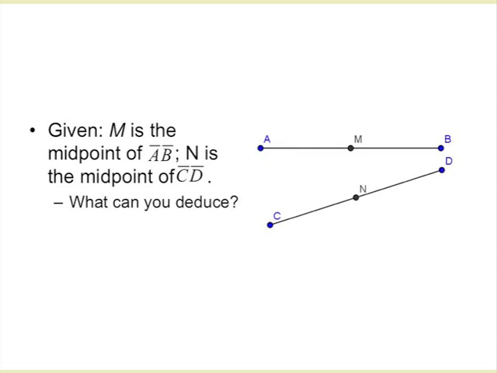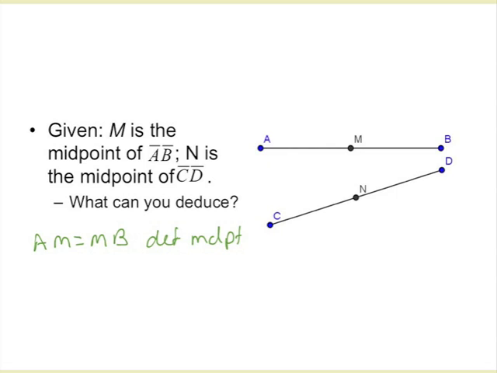So here we're not going to write a proof, but we're going to say what kind of things could we prove about this. This word deduce, it says what can we deduce? It means what could we prove, or what could we figure out, or what could we say about this picture. So given that M is the midpoint of AB and N is the midpoint of CD, what are some things that we could say? Well, we could say that AM equals MB. That would be our definition of midpoint.